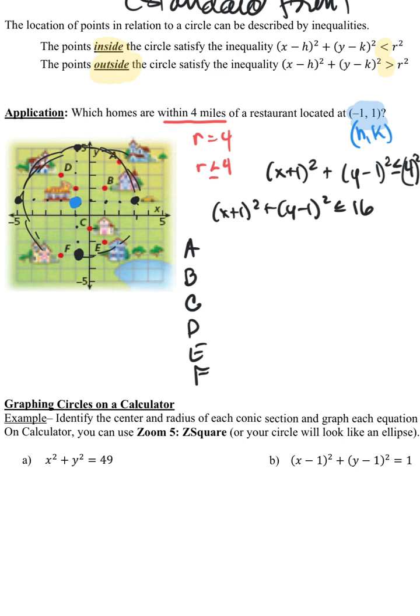Now, some of them I can look at and immediately say, oh, yeah, they're within the 4-mile radius. Which ones do I already know just by looking at it? B for sure. C for sure. D for sure. And it kind of looks like E is, but we really don't know. So how could I figure out if those houses are close enough within the 4-mile radius?